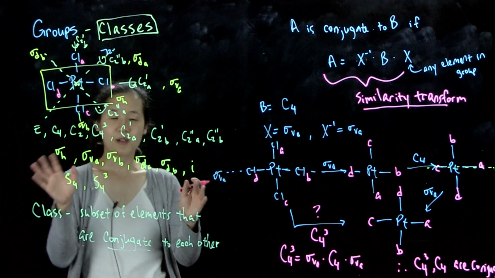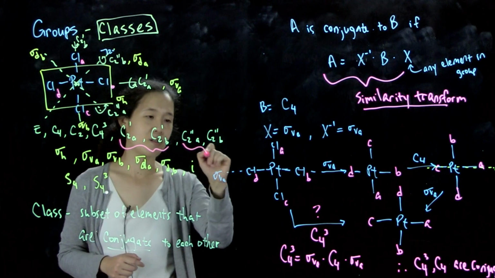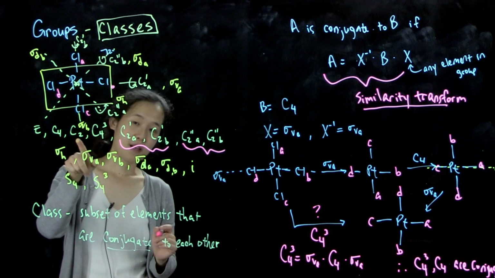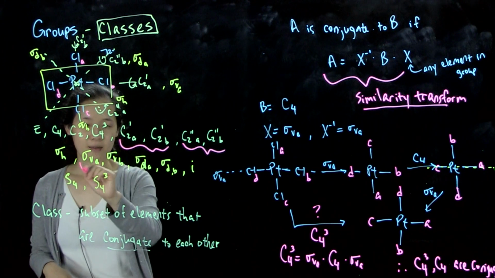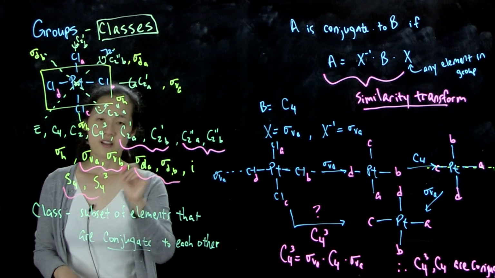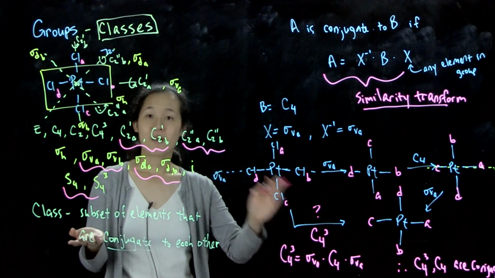For this particular example, I'll point out that these C2 primes are in the same class. These C2 primes are in the same class. C2 along this axis is by itself. Let's see, sigma VA, sigma VB are together, sigma Ds are together, and the S's are together. So if you want, on your own, you can try the similarity transform and prove those to yourself.